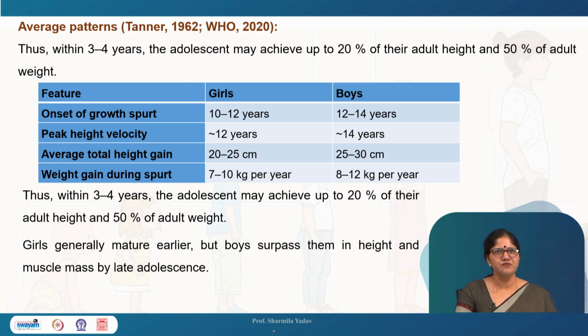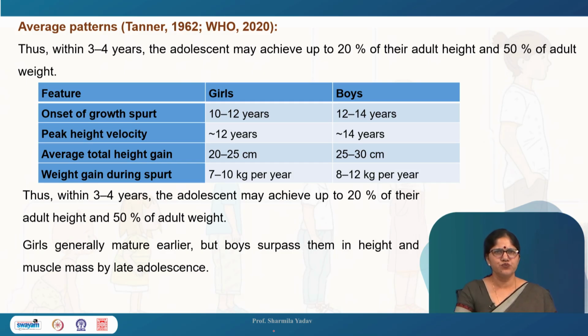Gender differences are there. Feature: onset of growth spurt. In girls it is early, 10 to 12 years, whereas in boys it is 12 to 14 years. Peak height velocity: girls 12 years and boys 14 years. Average total height gain is 20 to 25 centimeters, whereas in boys it is 25 to 30 centimeters. Weight gain during spurt is 7 to 10 kg per year, whereas in boys it is 8 to 12 kg per year.